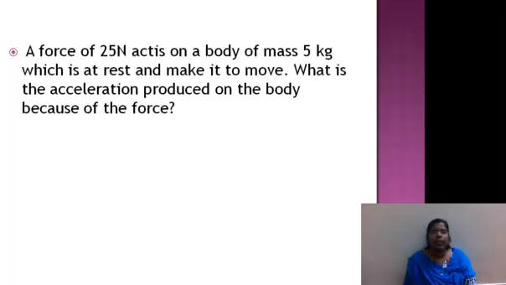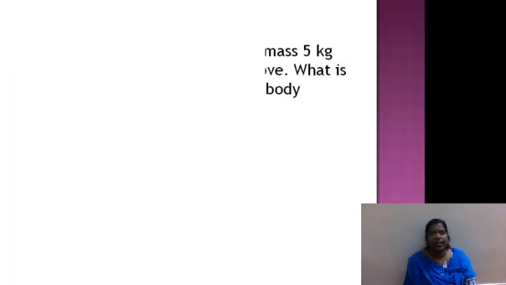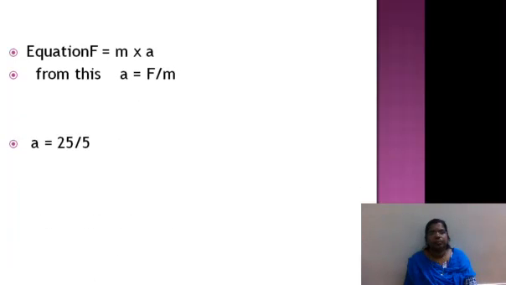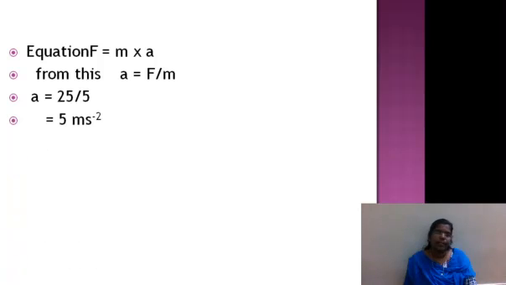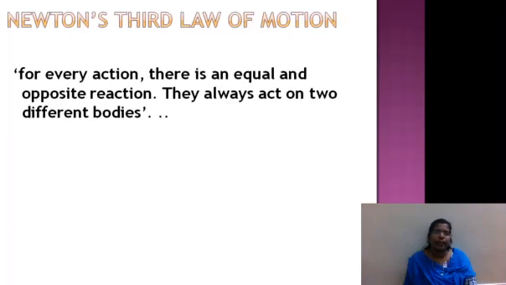Now next question. A force of 25 Newton acts on a body of mass 5 kg, which is at rest, and makes it move. What is the acceleration produced on the body because of the force? See, a force of 25 Newton is acting on a body. F is given, m is given. You are asked to find a. So we know F is equal to ma from Newton's second law of motion. Just substitute it and find the value of a. Okay, a is 5 meter per second square.